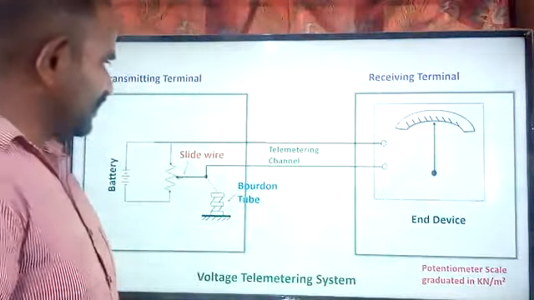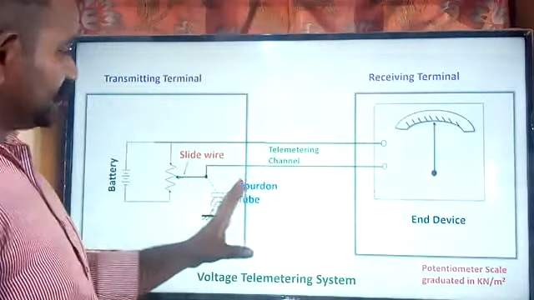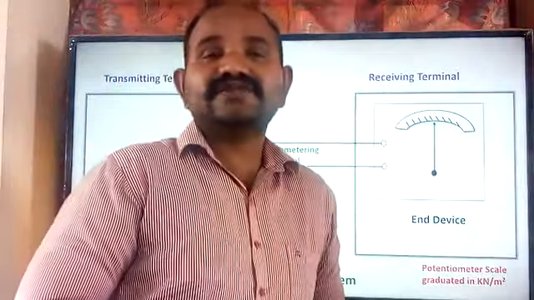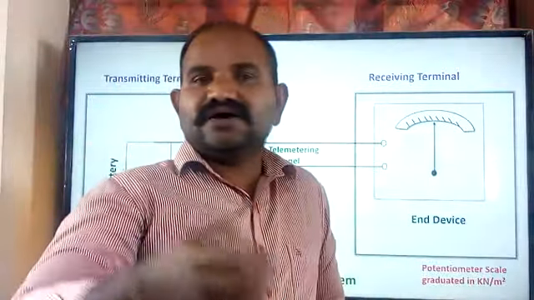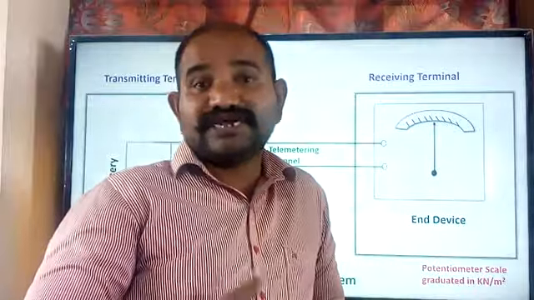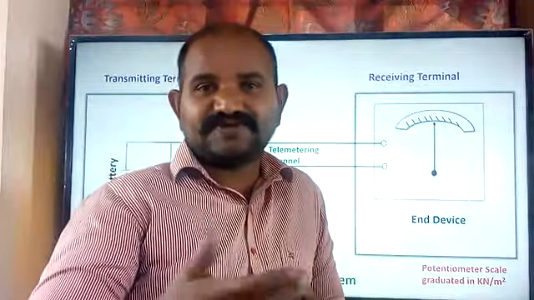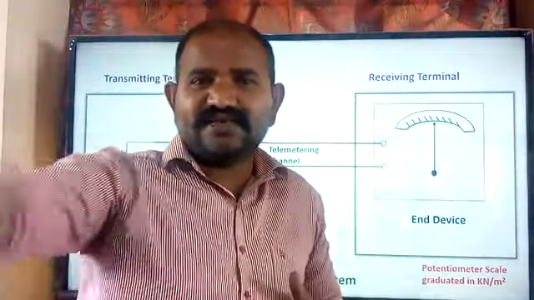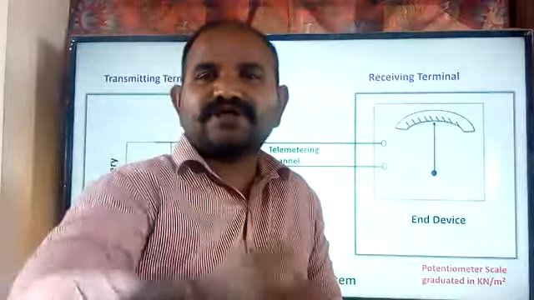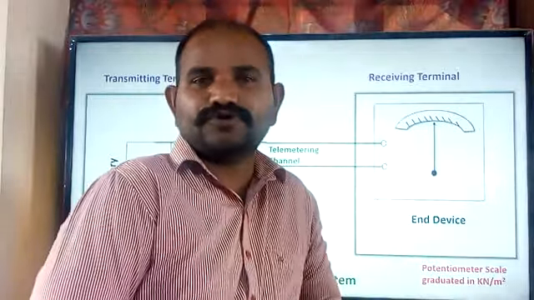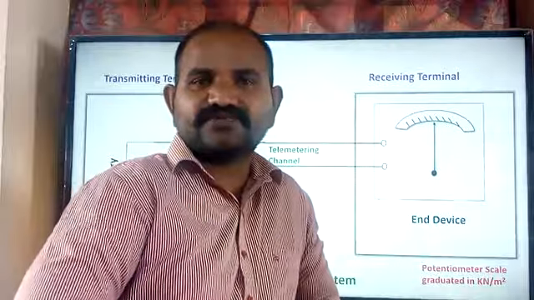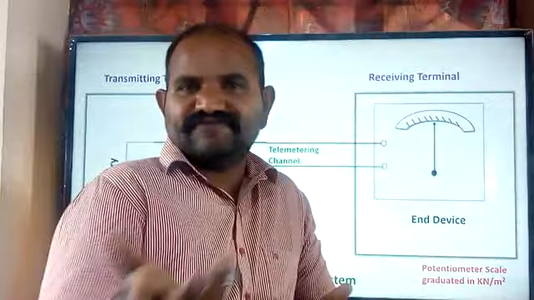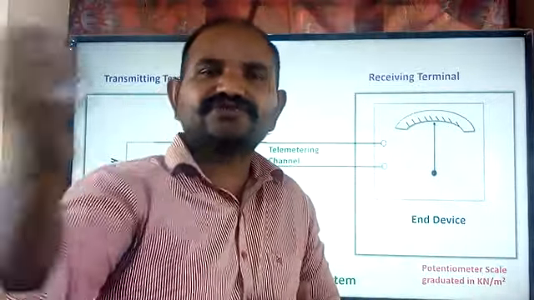Another point is where we can use this voltage telemetry channel. The voltage telemetry channel can be used within a length of 300 meters, not more than 300 meters. That means the distance between the transmitter and receiver should not be greater than 300 meters, because as the distance increases, we are not sure that the resistance of the path is going to be uniform, meaning the area of cross section of the path is uniform. If it is changing, obviously the resistance changes, and the voltage drop changes.